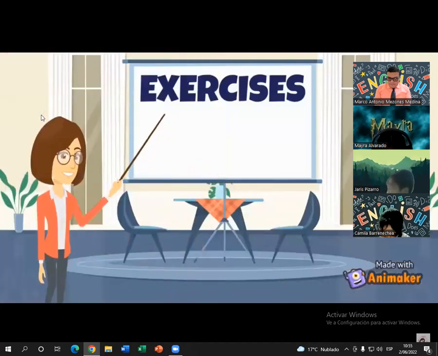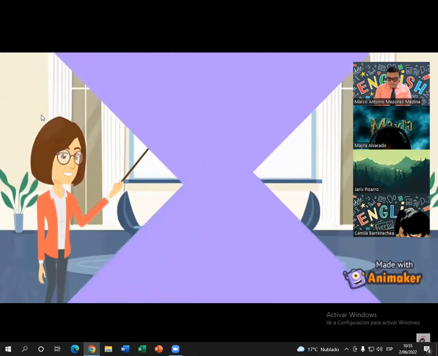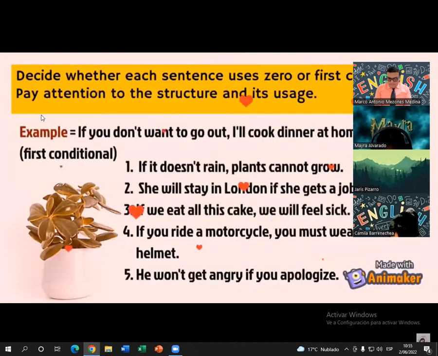As usual, I'm going to give you some exercises to help you understand more about zero and first conditional. In the first exercise, you are required to decide whether each sentence uses zero or first conditional. Please pay attention to the structure and its usage. For example, if you don't want to go out, I'll cook dinner at home. This sentence is an example of first conditional. Why? Because we use simple present after if and then simple future on the other side of the sentence.